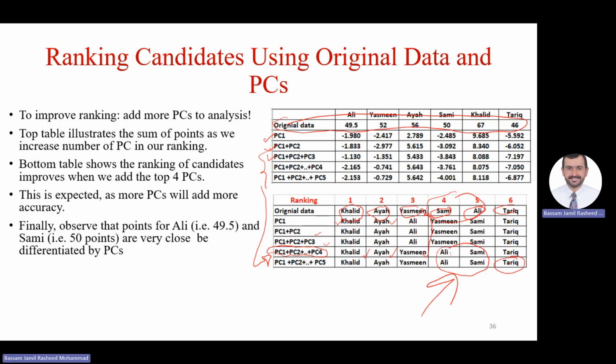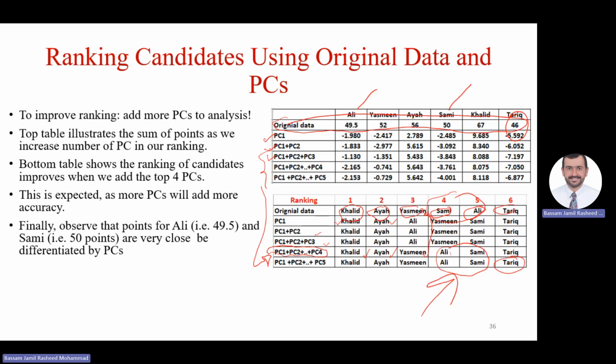Exactly. They are very close together. Let's go to the original points here. Notice where is Sami? Here is Sami and here is Ali: 50 and 49 points. This is noise. For this analysis, it is noise, right? But look at Tariq. He's 46. So he's always the lowest. We don't make a mistake with him, right?